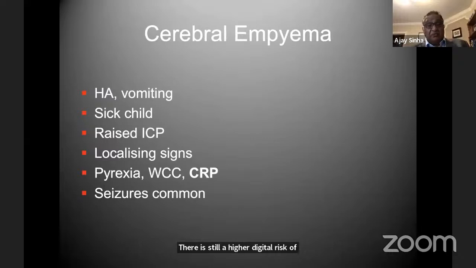Generally, these children tend to present when they're very sick: vomiting, septic, raised ICP, raised CRP. They have frequent fits, and the diagnosis is with a background history of respiratory tract infection or sinusitis or middle ear infection. One should have a very low threshold to investigate them with a CT with contrast. But more and more nowadays we do MRI with contrast for better definition and for better surgical planning.